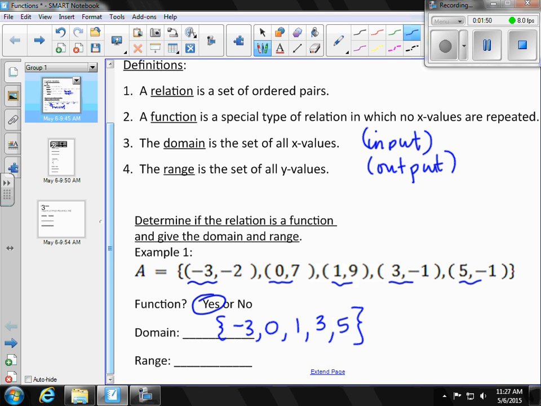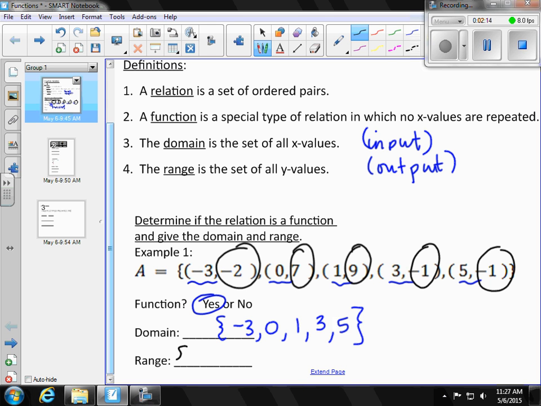The range, and I'm going to change colors here, I'm going to write in black for the range. The range is the set of all the y values. So if I circle these numbers, these are all the numbers that are in my range. And oftentimes we're told to put them in numeric order. So we want to go from the smallest or most negative up to the biggest numbers. So it's kind of easy if you circle them first.